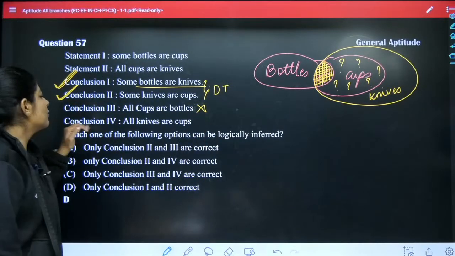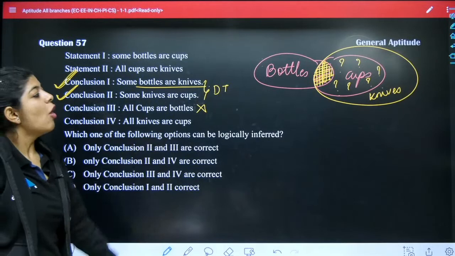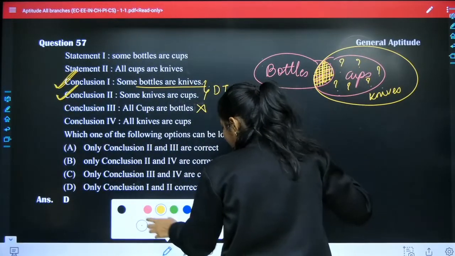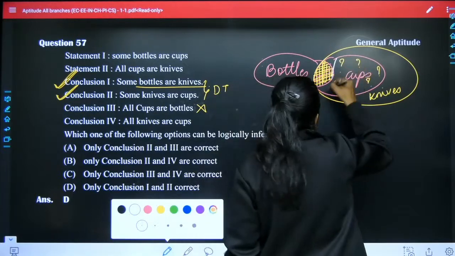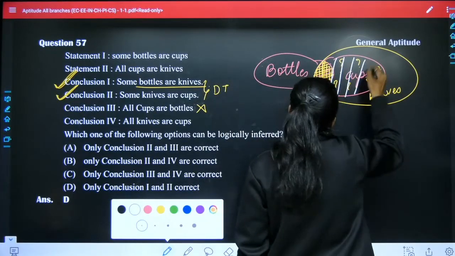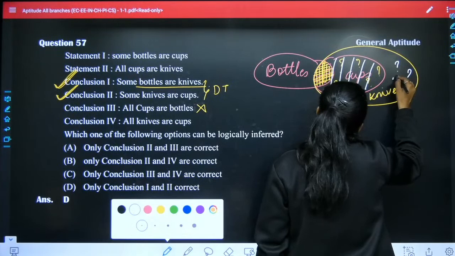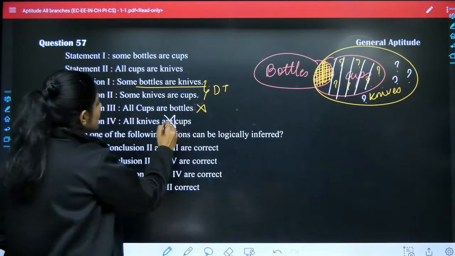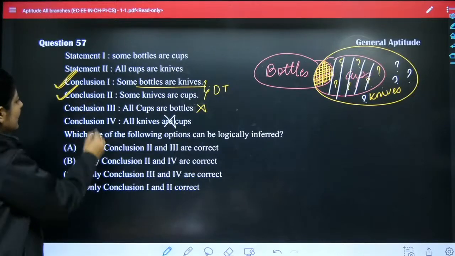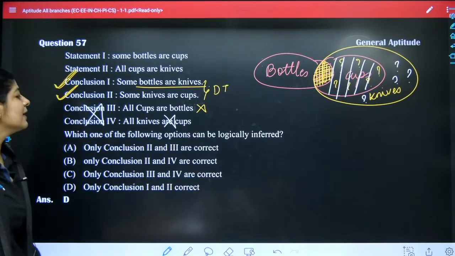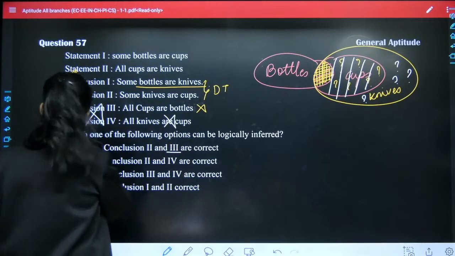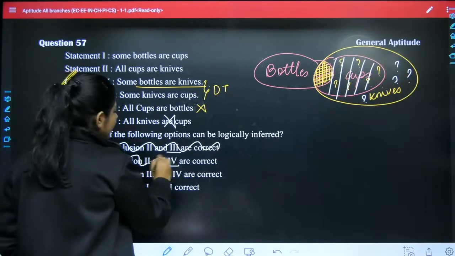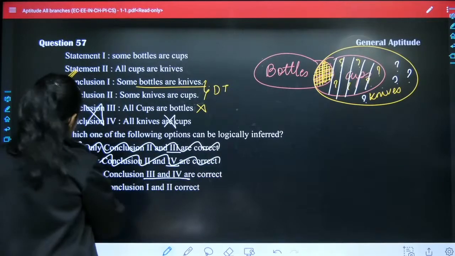The last conclusion, all knives are cups. Okay, this mutual part is valid, but we can't say about the remaining part of knives. So because of that, conclusion number 4 is also eliminated. So both of these are eliminated, and this option is also eliminated.